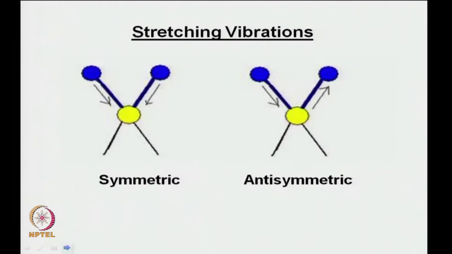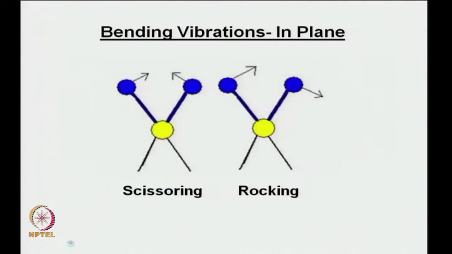Now, let us look at some vibrations. This is an example of two types of stretching vibrations. One is a symmetric stretch, because you can see both the arrows are pointing in the same direction. The other one is the antisymmetric stretch, because in one case you are compressing the bond, in the other case you are stretching the bond. That is why these are called symmetric and antisymmetric stretching vibrations.